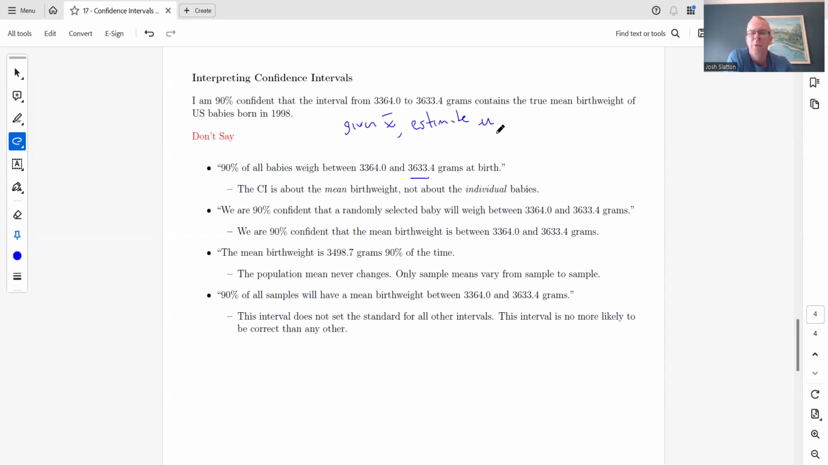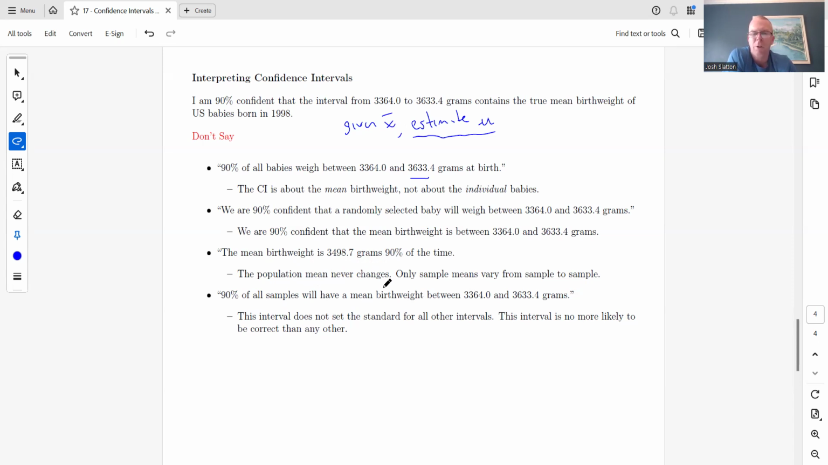Always keep this in mind: we're estimating the population mean. Another wrong interpretation: we are 90% confident that a randomly selected baby will weigh between those two weights. Again, we're not looking at individual babies. We're looking at the mean birth weight of all babies, so the average of all of the babies that were born that year. Another wrong one: the mean birth weight is 3498.7 grams 90% of the time. The 3498 would be the sample mean, halfway between these two.